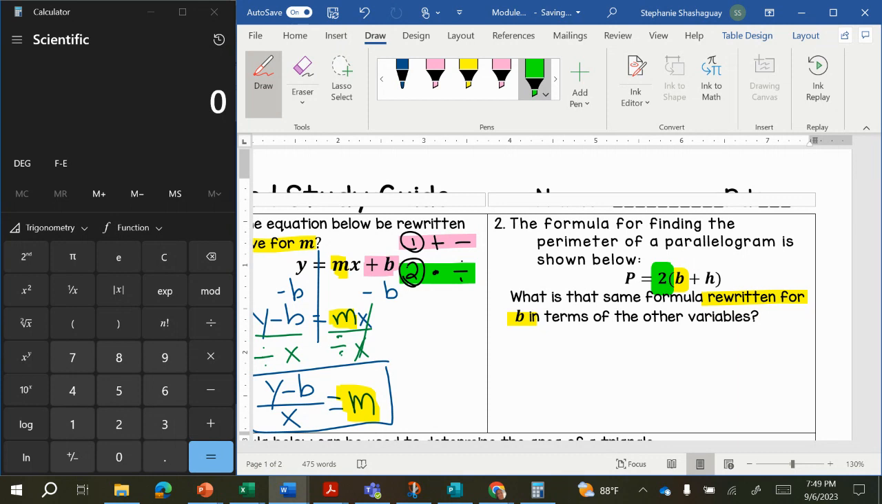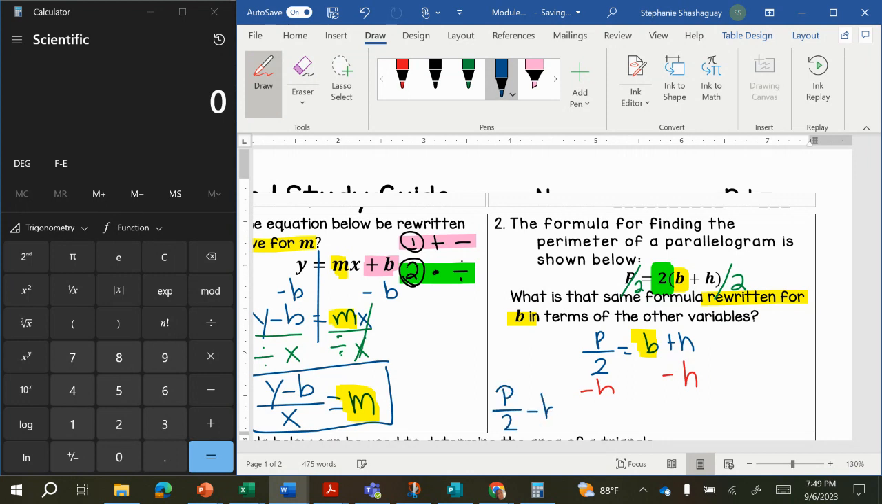And so we actually want to remove the 2 or divide by 2 first in order to get rid of it. So I'm going to divide by 2, and when I do that, I'm going to get p divided by 2. And I can just write it as a fraction. And that is now going to equal b plus h. Now, I still don't have that b alone. You're adding h to it. So now I need to get rid of the h. And in order to get rid of the h, I'm going to subtract h from both sides. So when I subtract h, I end up getting p divided by 2 minus h is equal to b. And that is my final answer, because now I have b all alone. I've rewritten it in terms of the other variables.